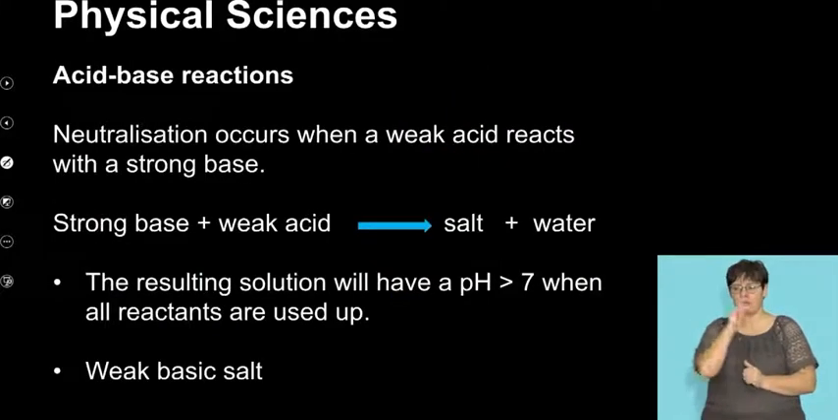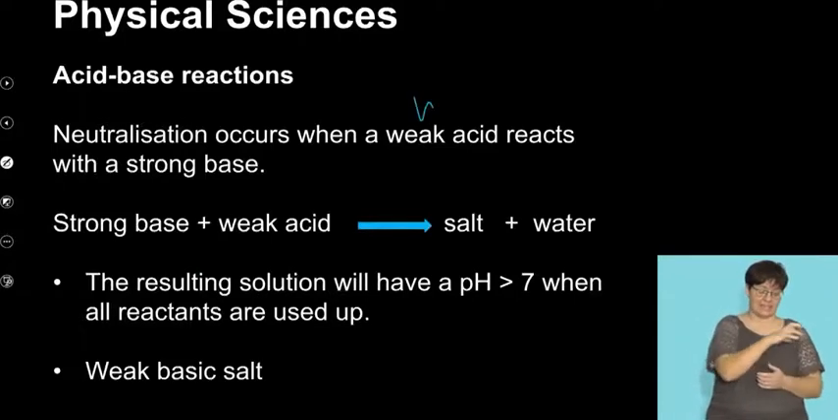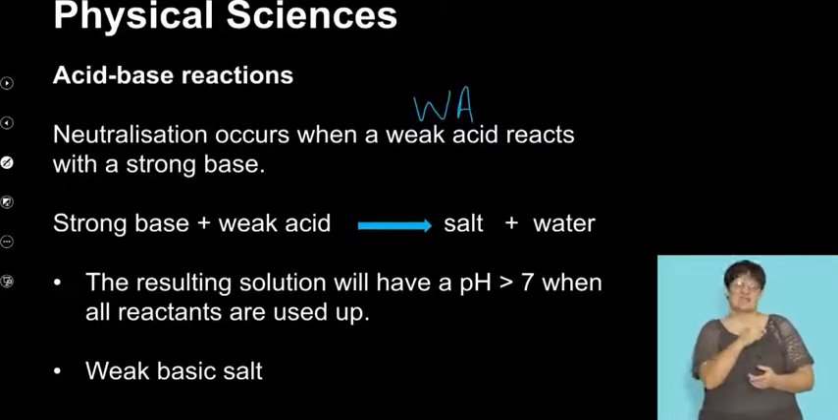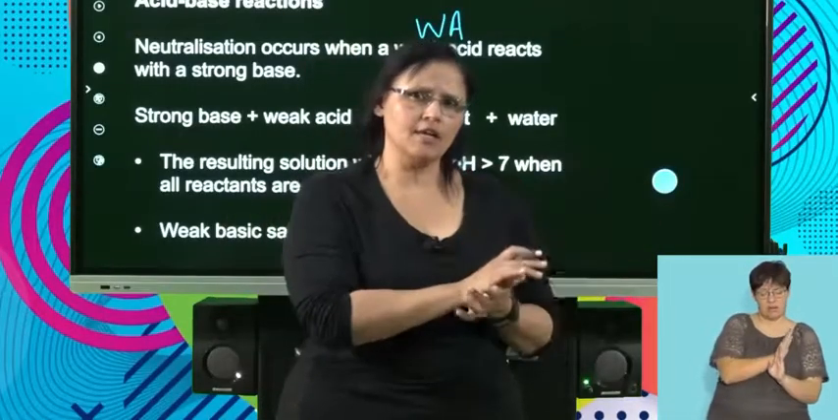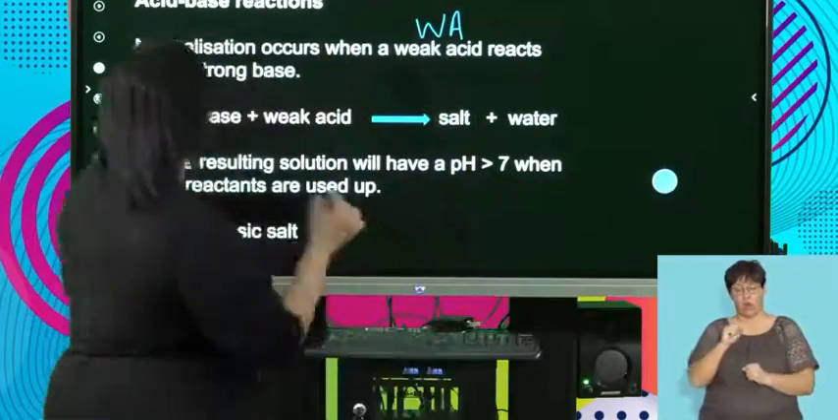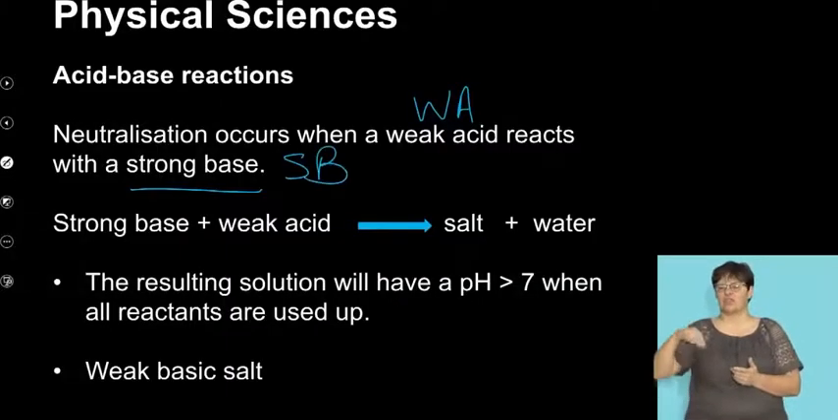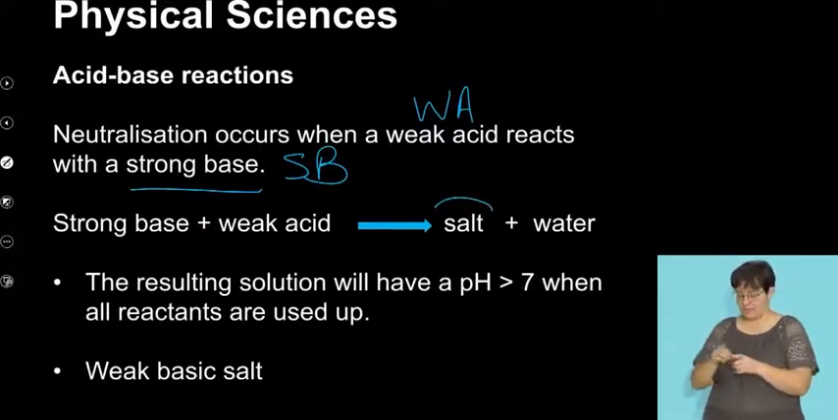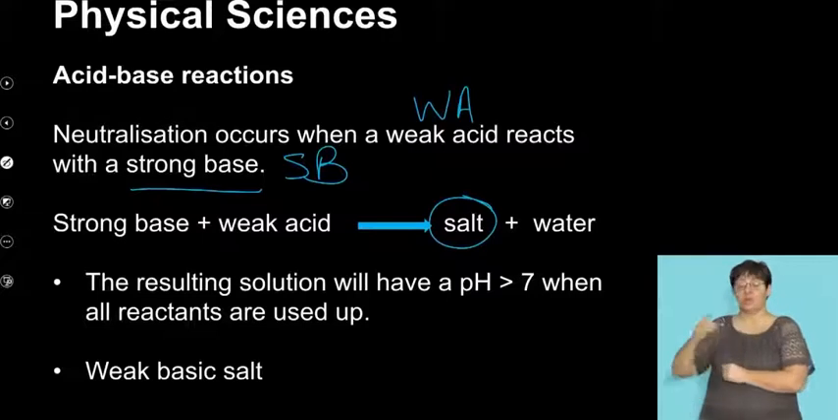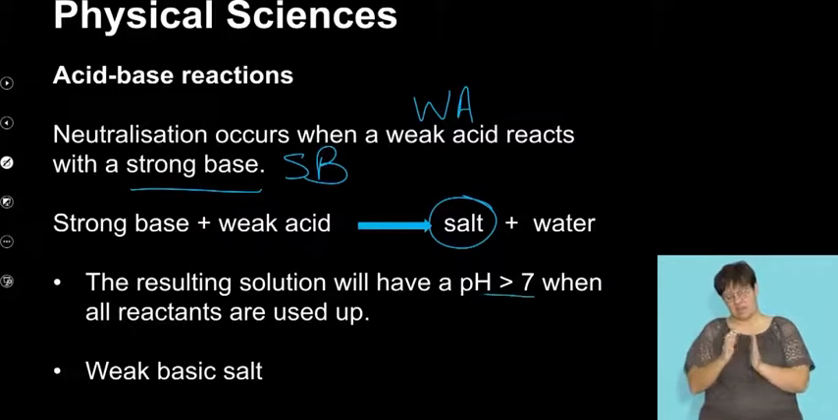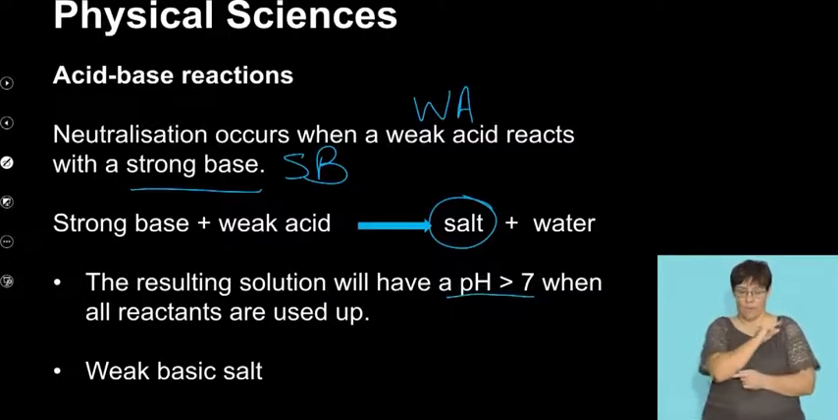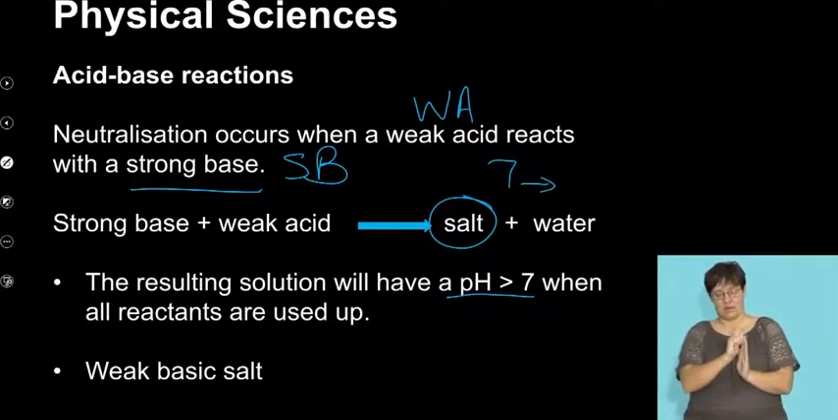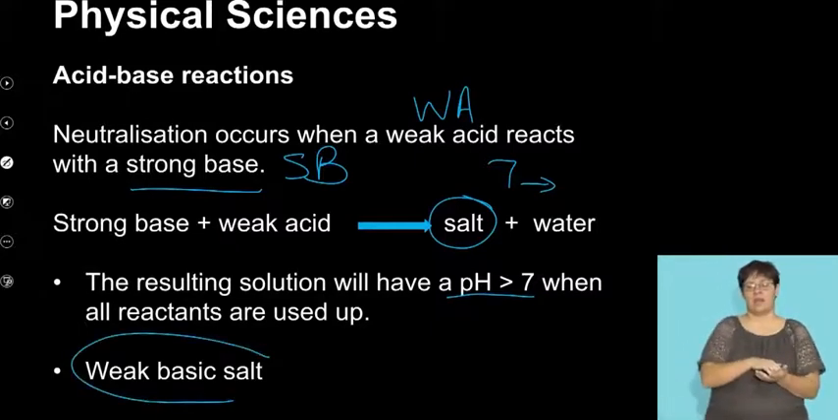When we look at the neutralization between a weak acid, meaning an acid that's got a pH just lower than 7, and a strong base, meaning a base that's got a pH of, let's say, 13 or 14, when the two neutralize each other, it will also form a salt. But in this case, the salt that will form will have a pH that is a bit bigger than 7.